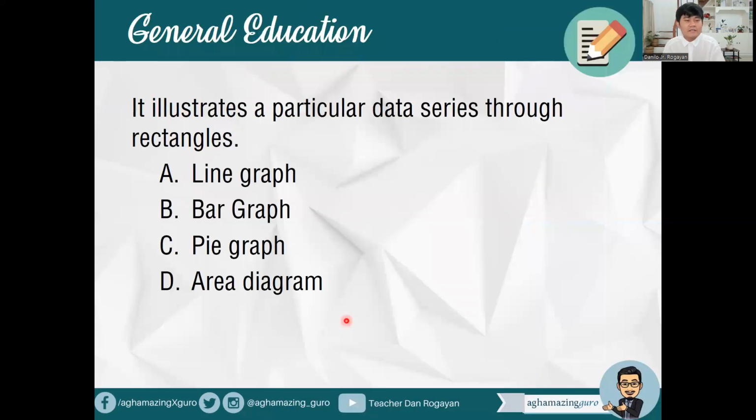Okay? So next question. It illustrates a particular data series through rectangles. Is it A line graph, B bar graph, C pie graph, D area diagram? So I mentioned this earlier, when the data series are actually represented through rectangles, you are using bar graph. Okay? Bar graph. So tatandaan, data series to rectangles, bar graph.